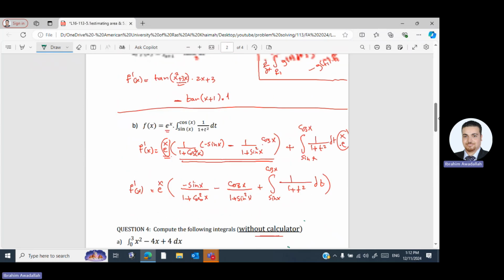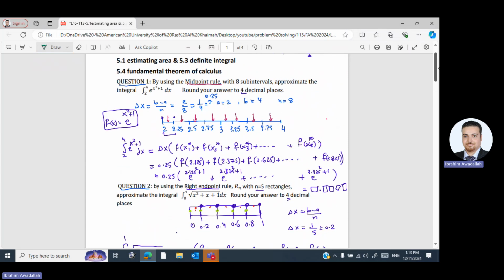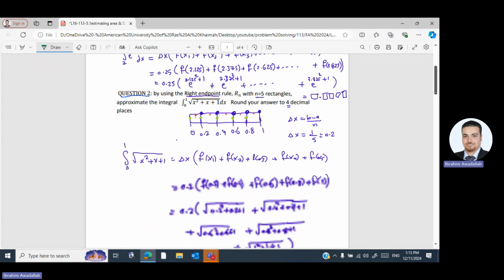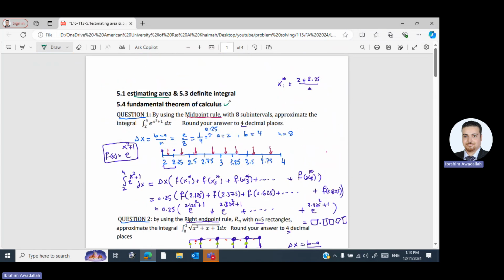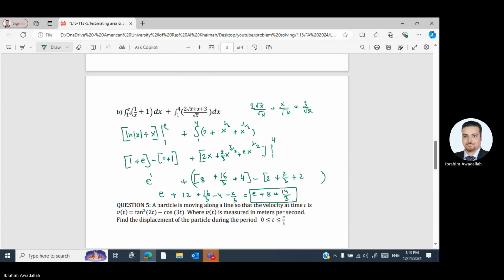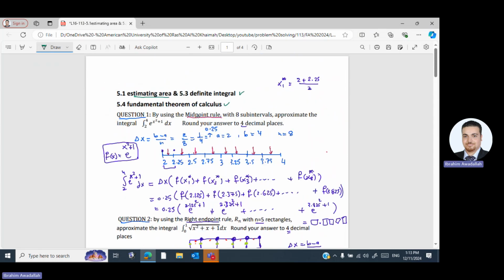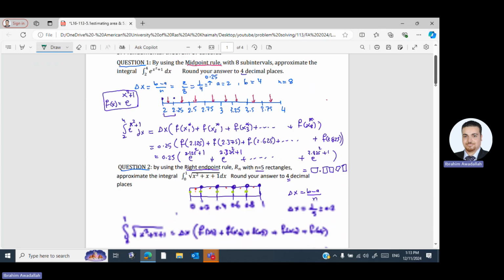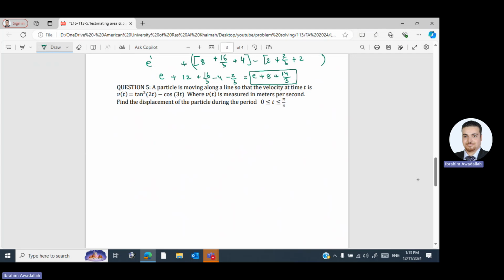Okay, so the first idea was estimating by using left endpoint, right endpoint, midpoint. The second idea we have here was the fundamental theorem of calculus part 1. This question is now with a bounded definite integral, sorry. And now the application of definite integral and the fundamental theorem of calculus part 2 question.